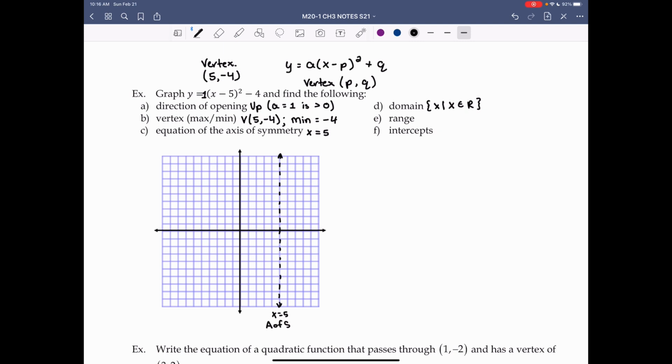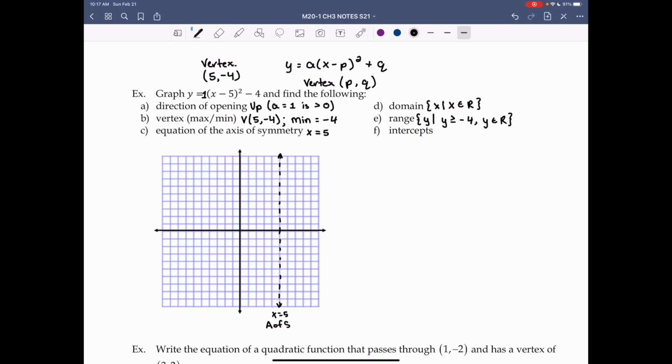We can also do our range because we know our minimum. The parabola opens up because a is positive, and the minimum value is negative 4. Then our range is all y values greater than or equal to the minimum, which in this case is negative 4. So range is y such that y is greater than or equal to negative 4, comma, y is an element of the real numbers. So all real number values that are greater than or equal to negative 4.